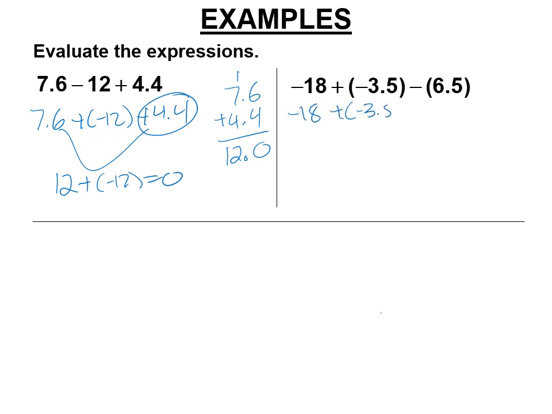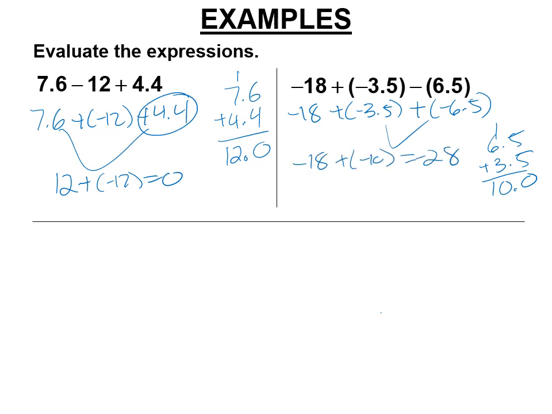All right, so negative 18, the first number stays the same. Adding negative stays the same. That becomes plus negative 6.5. So I'm going to add these two negatives together, 6.5 and 3.5. And oh, I get 10, but that's negative 10. So it's negative 18 plus negative 10, it's negative 28.